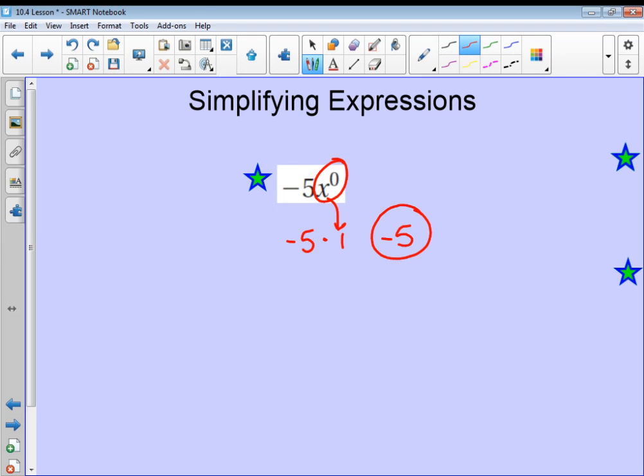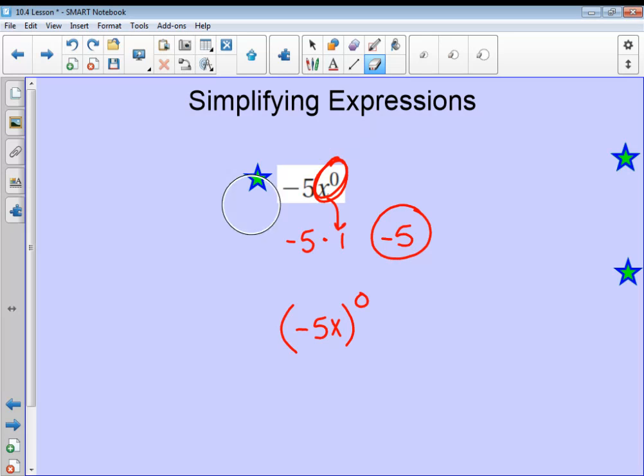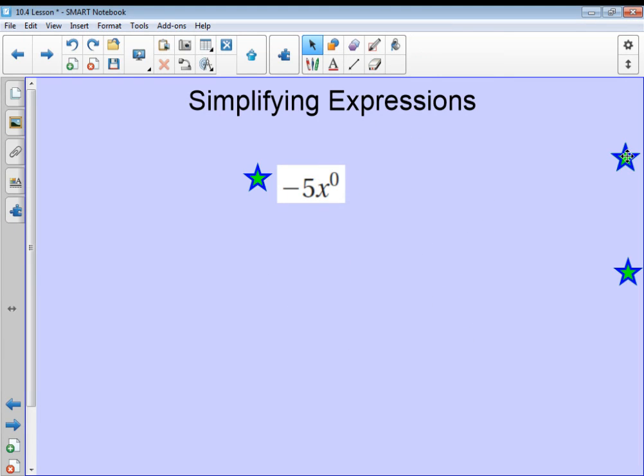Okay, you have to remember that just because that 0 is on there does not mean that it's also on that negative 5. If they wanted it on the negative 5, it would look like this. They would put that in a parentheses and then put the 0, because then the 0 would apply to everything there. Here, the 0 is only applied to that x. Okay, so it's understanding how to look at it.